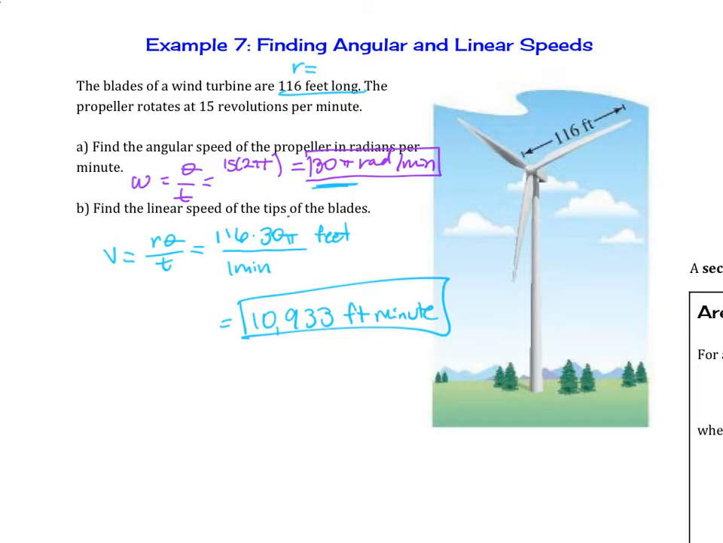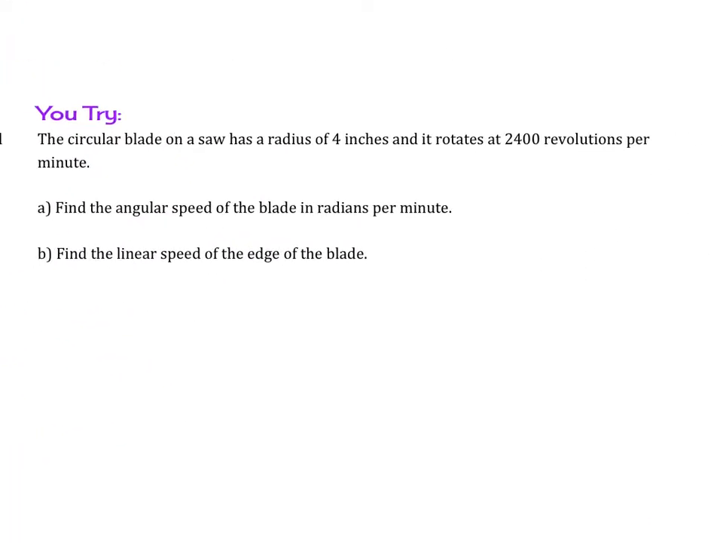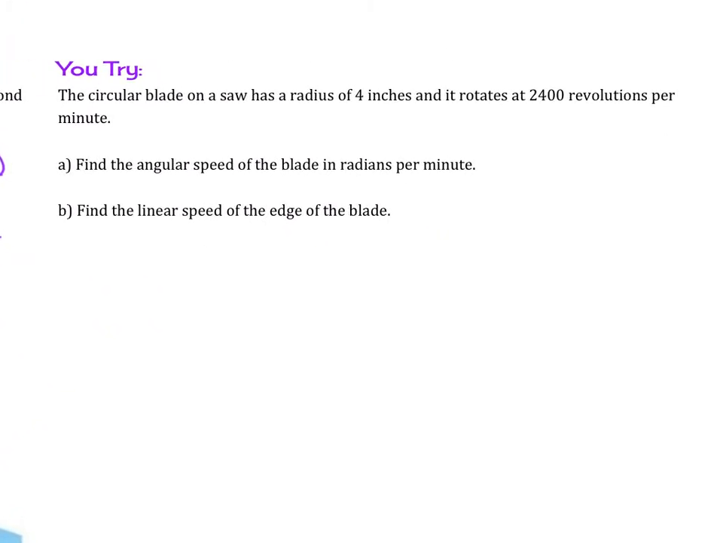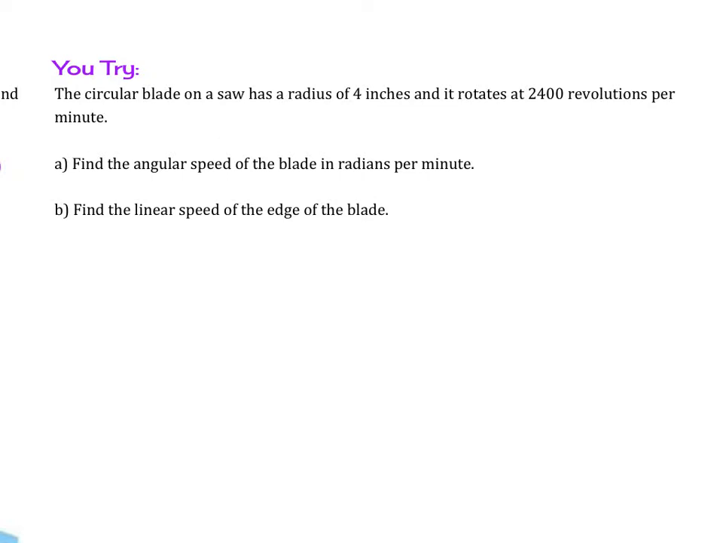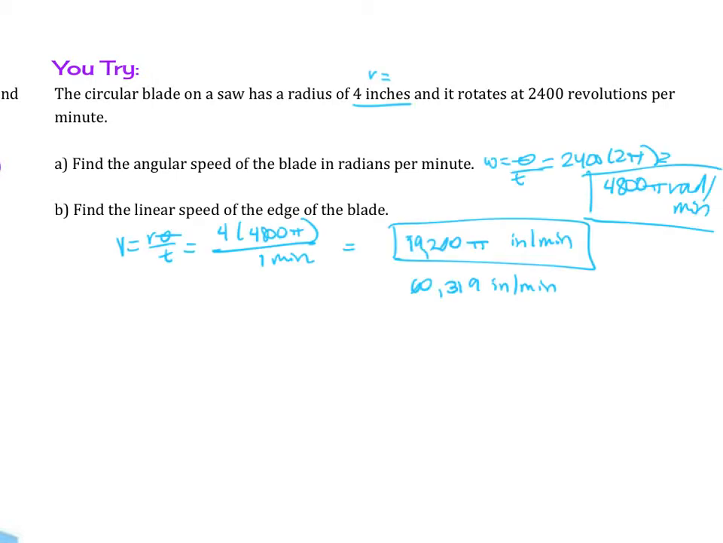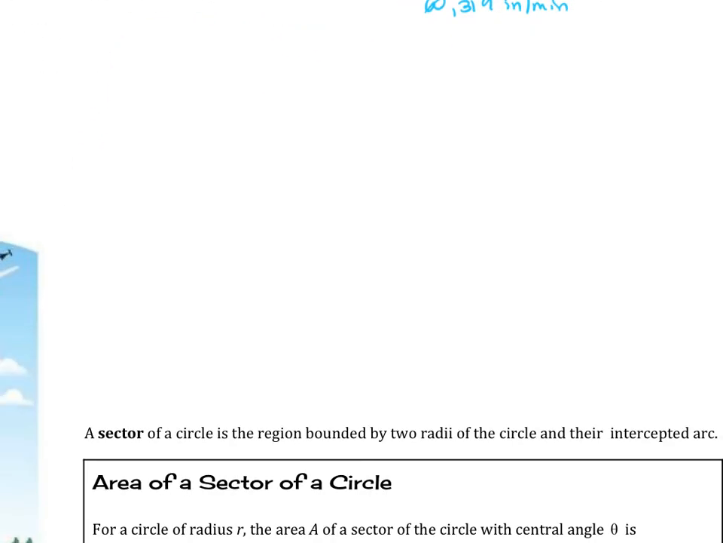Hopefully that helps out. So I want you to go ahead and try this next example at the top. The circular blade on a saw has a radius of 4 inches and it rotates at 2,400 revolutions per minute. Find the angular speed of the blade in radians per minute and find the linear speed of the edge of the blade. If you tried this out, you would have gotten 4,800 pi radians per minute, and then the linear speed is 19,200 pi inches per minute, or 60,319 inches per minute if you plugged it in a calculator.